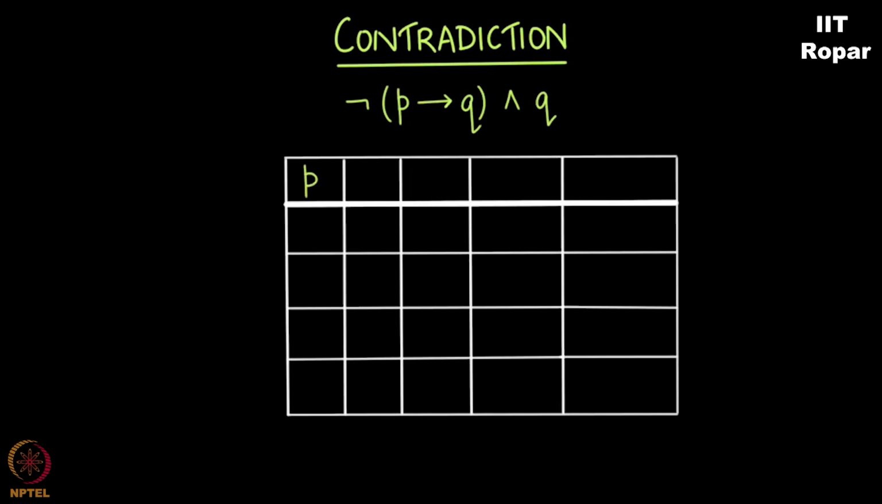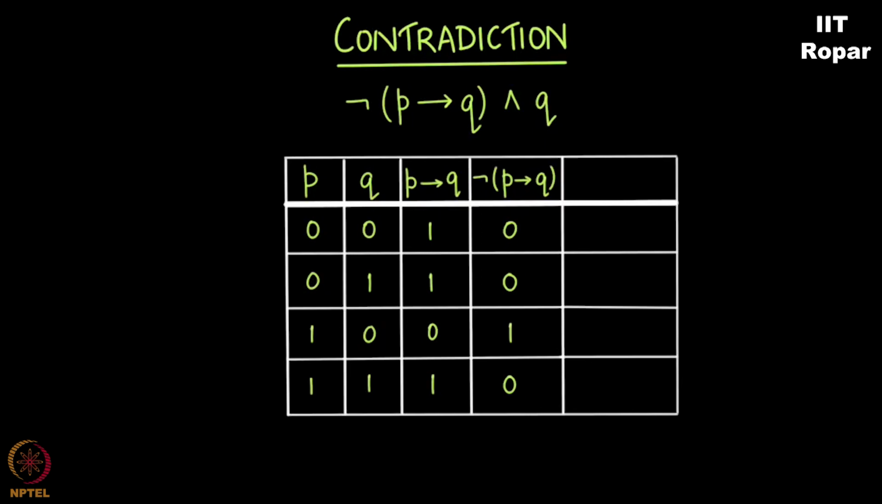So P is, as always, 0, 0, 1, 1. Q is 0, 1, 0, 1. What is P implies Q? We have seen enough of it. 1, 1, 0, 1, right? Perfect. What is not of P implies Q? We are basically going step by step. Not of P implies Q will be the negation of P implies Q, which is 1 becomes 0, 1 becomes 0, 0 becomes 1, and 1 becomes 0 here, as you can see.